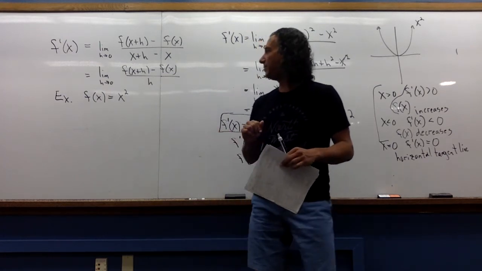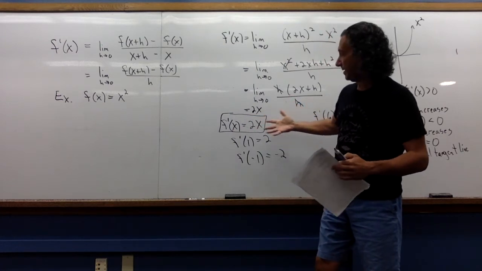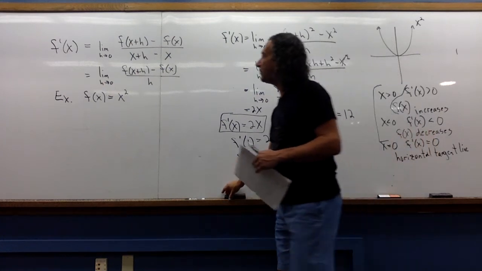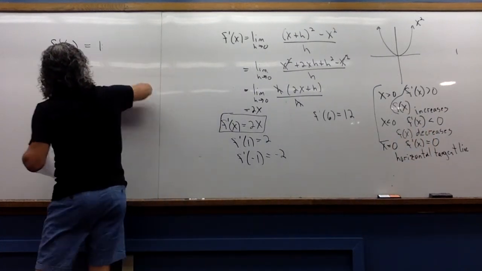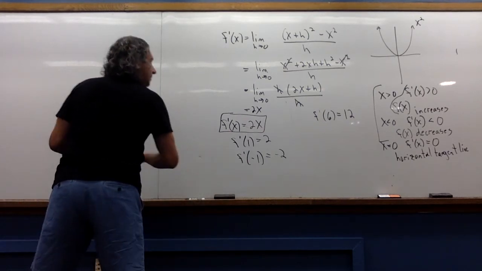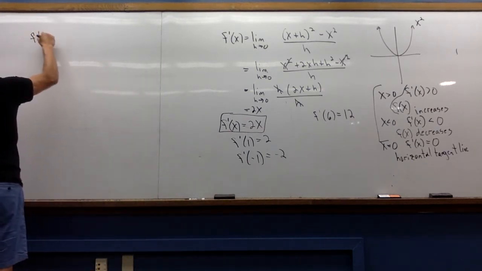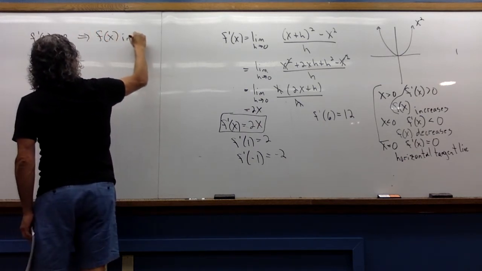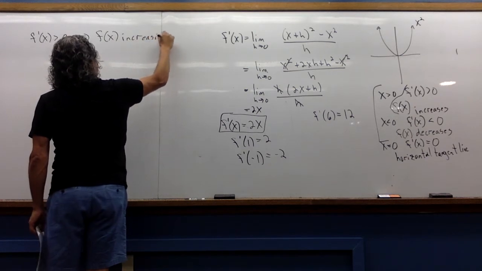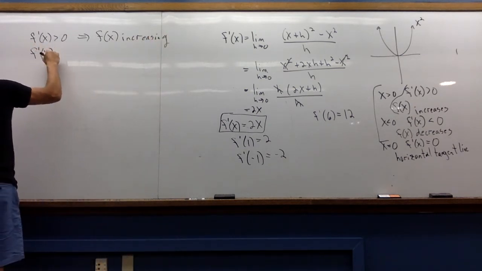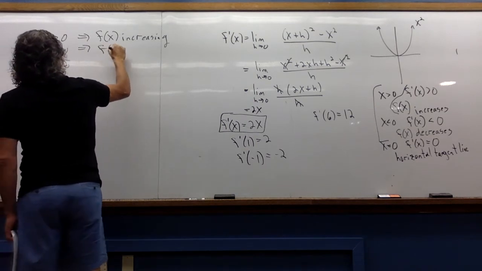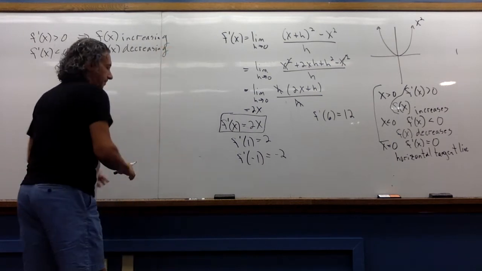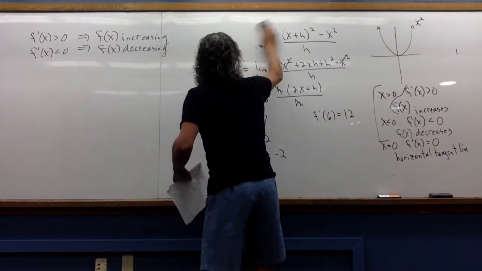That should be pretty mind-blowing because f prime of x is just some algebraic thing we came up with in some sense. So let me box that result because it is something that we're going to be using throughout the quarter. So f prime of x bigger than 0 tells us that f of x is increasing. F prime of x is less than 0 tells us that f of x is decreasing.